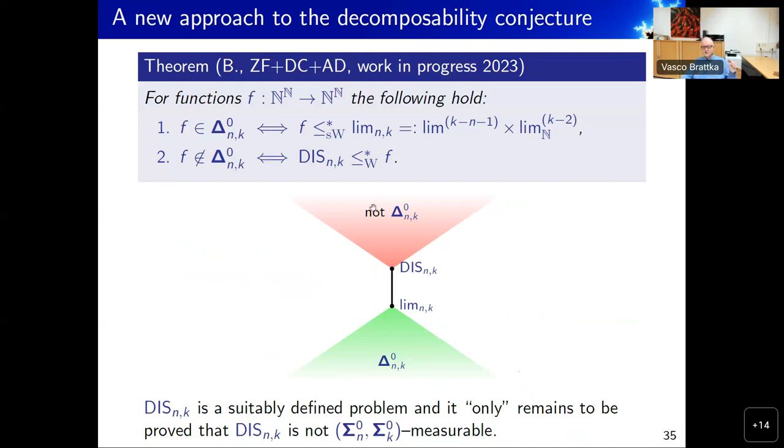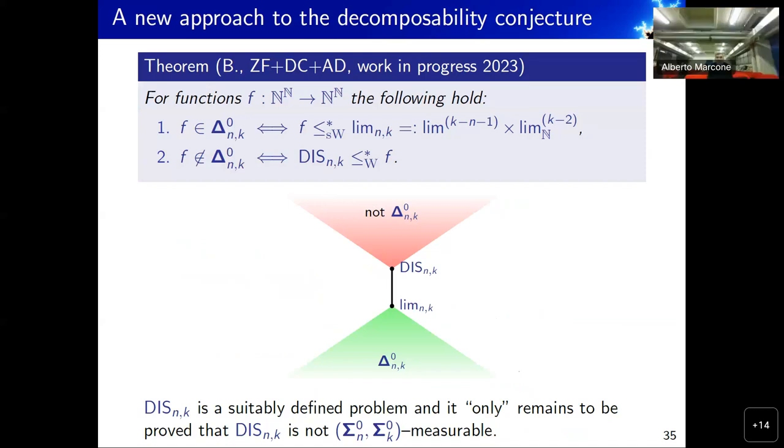So it's not so difficult to get these discontinuity problems here, but it's hard to see that they actually don't have these measurability properties, because there is a universal function involved in the definition of these discontinuity problems. And even though we are just talking about a single problem, the single problem is difficult to handle because it involves a universal function. Okay.